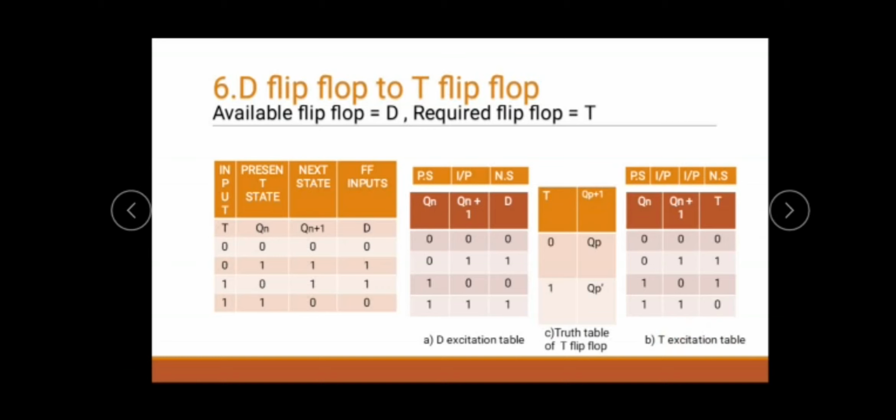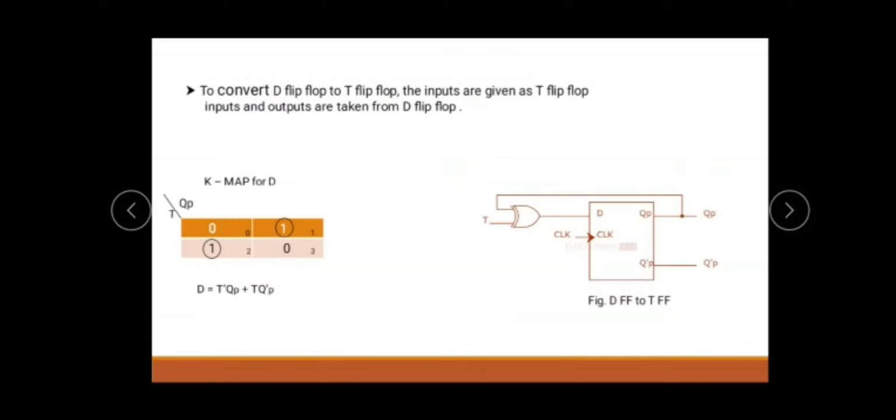To construct the conversion table of D, we move the characteristics into the conversion table. Using these characteristics, we need to find the D flip-flop input: 0, 0, 0, 0, 0, 1, 1, 0, 0, 1, 1, 1. We need to simplify D using Qn and T. For this, with the K-map, find the Boolean expression of D in terms of T. We place the D column in this K-map. The final result is D is equal to T bar Qn plus T Qn bar.